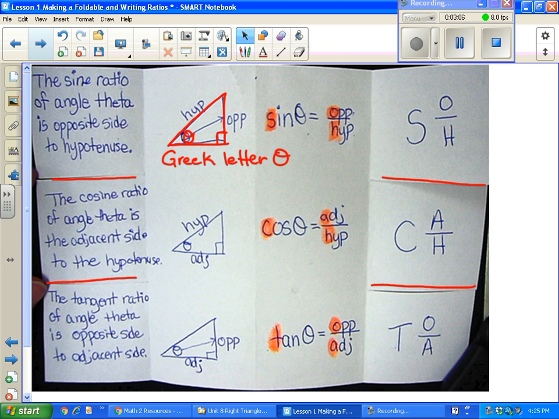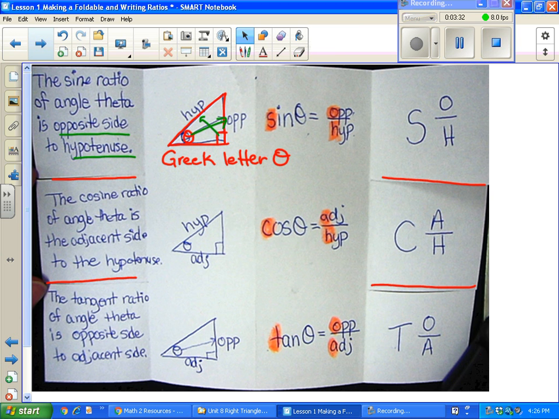Now, across from the angle is the side that I labeled opposite, OPP for short. The side across from the 90 degree is always your hypotenuse, abbreviated HYP. Those are the only 2 sides that I'm interested in for this first one. Now we wrote the sine ratio of angle theta is opposite side to hypotenuse. We write that out. That is what we say.